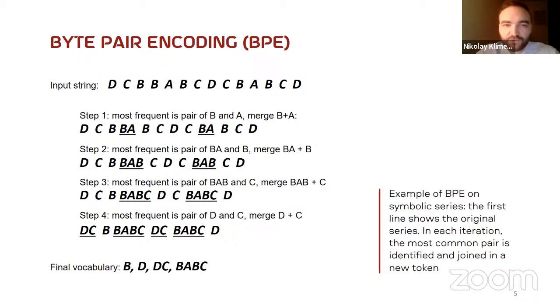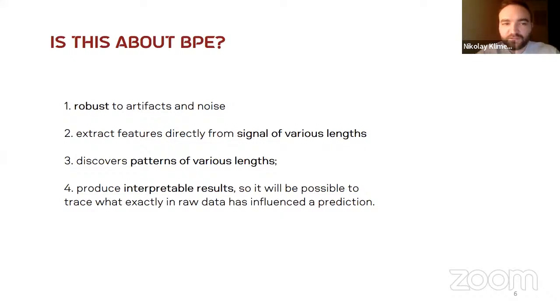So it seems like this algorithm looks like exactly what we need, because it focuses on local features. So we might suspect it's going to be robust to artifacts and noise, and some outliers and bursts will not break our model. This algorithm can work with sequences of various lengths, so it doesn't matter the length of the text you're working with. It also can discover patterns of various lengths, since we shouldn't specify in advance the length of the pattern we are looking for. It will merge tokens into new tokens, and they can have arbitrary length. And this algorithm is fully revertible, so we can trace back to the original signal.